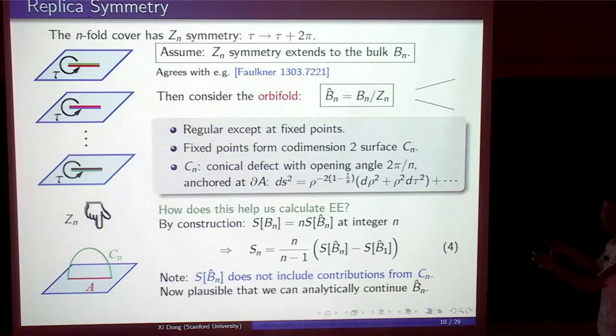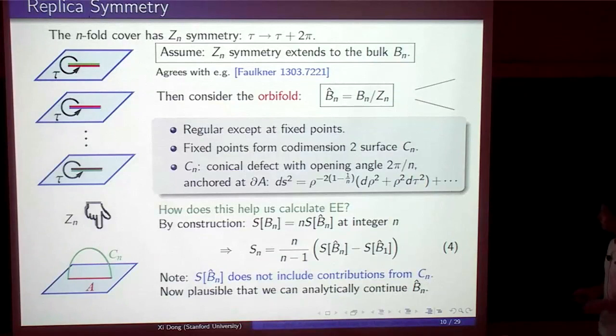And it is important to note that this S of B hat, this on-shell action for the orbifold, does not include any contribution from the conical defect. In particular, we should not include any Gibbons-Hawking boundary term. We should also not include any delta function contribution from the conical defect. We should simply integrate, for example, the Einstein-Hilbert action all the way down to, say, rho equals 0, where rho is the proper distance from the conical defect. And that's the right answer.